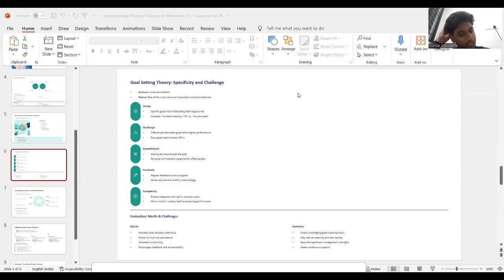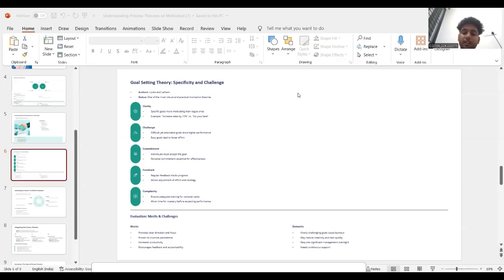And now the demerits of goal setting theory. First, overly challenging goals can cause stress. When goals are too difficult, individuals may feel pressured, frustrated, or even experience burnout. The second one is the risk of narrow focus. People might focus too much on achieving the goal and ignore other important aspects of work, such as creativity, ethics, or teamwork.